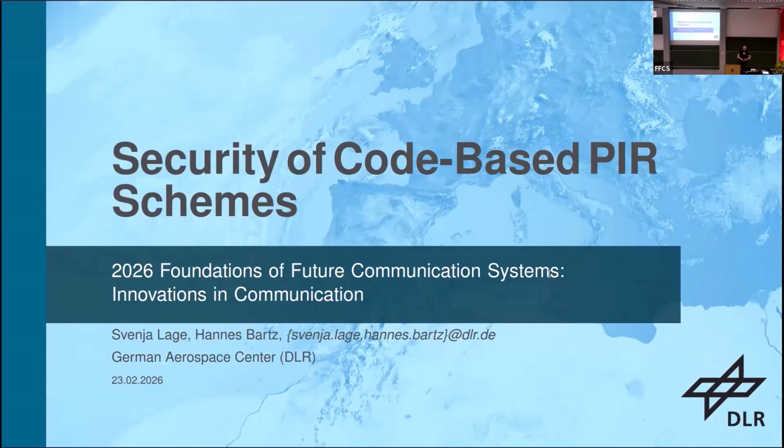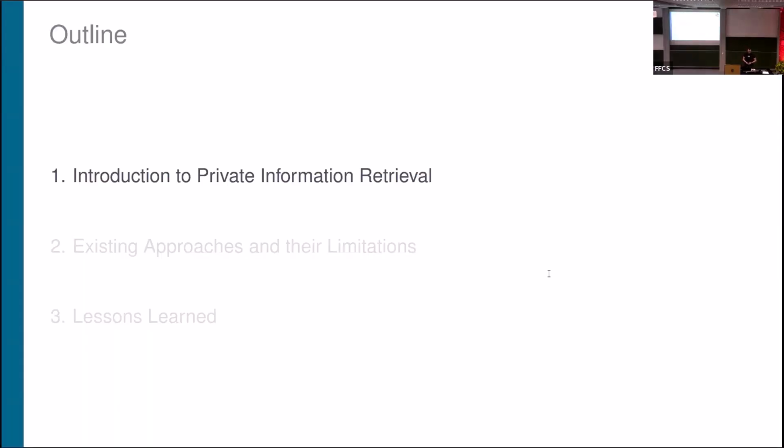So the title of this talk is Security of Code-Based PIR, where PIR stands for Private Information Retrieval Schemes. And whenever you start papers or talks on the security, it's just a nice way of saying that something isn't secure, right? So usually there is a result behind that stating that it isn't actually secure. And it's also going to be the same in this talk.